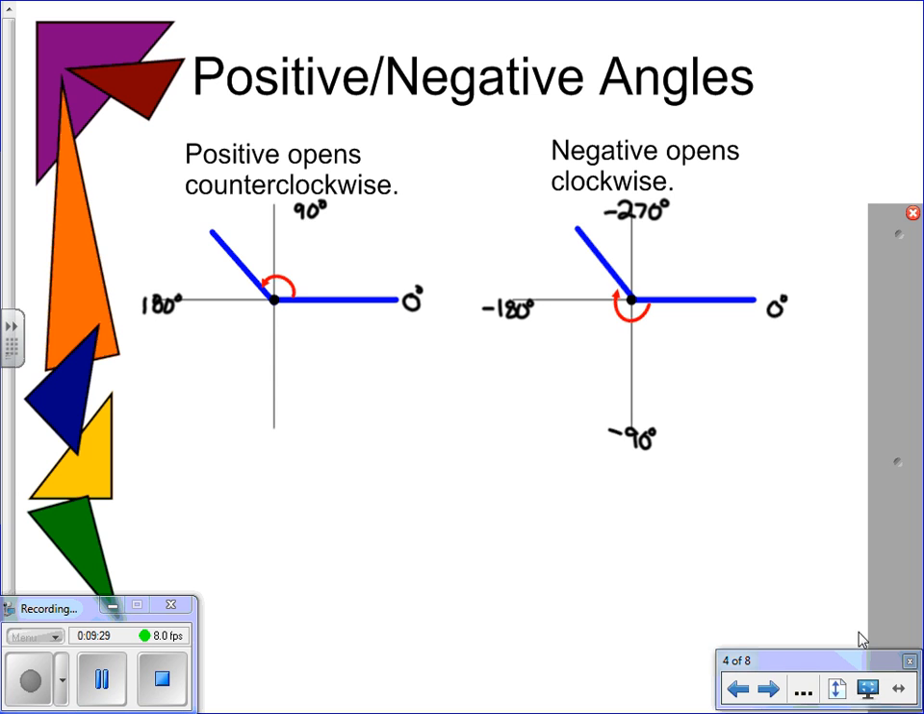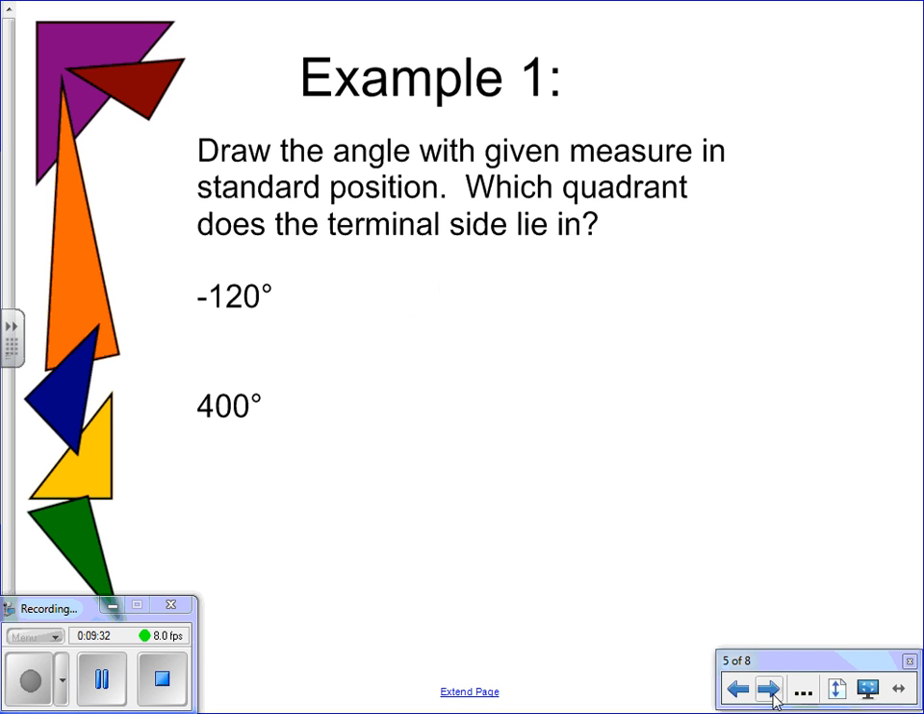Okay. All right. The next thing we want to talk about then is an example where we're asked to draw them. So what do I expect for you to do when you draw angles? Our directions here are: draw the angle in standard position, and then what quadrant does the terminal side lie in? Okay, so we'll answer that question. And I'll start with negative 120.